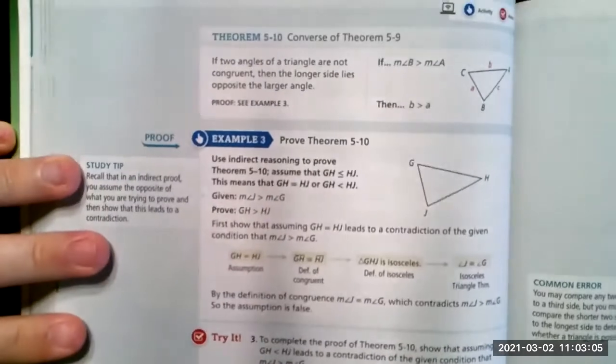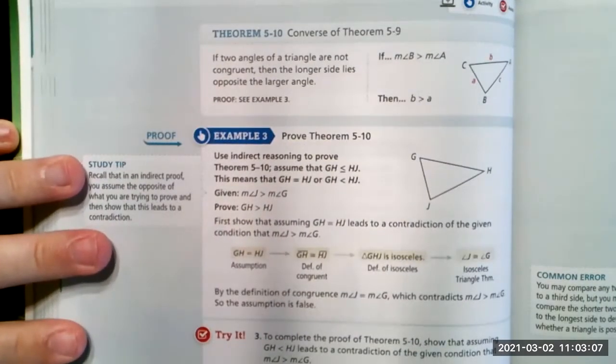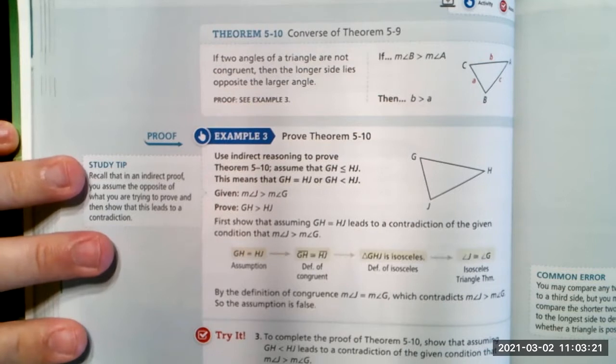Another theorem on top of 228. The converse. So basically what that's saying is the opposite. If two angles of a triangle are not congruent, so that means if two angles are not the same, then the longer side lies opposite the larger angle. And again, this is exactly what we've been emphasizing this whole time.